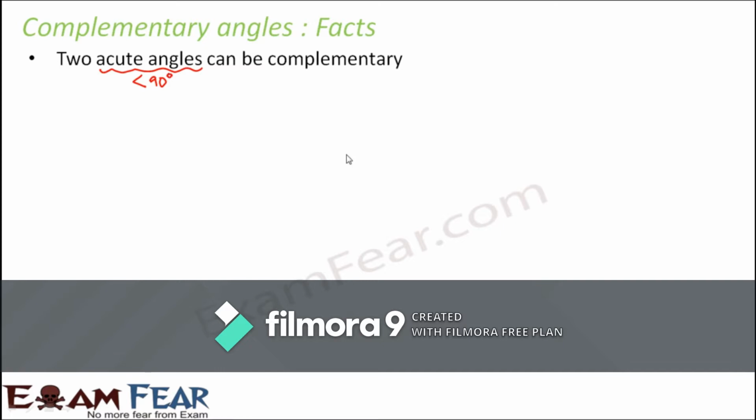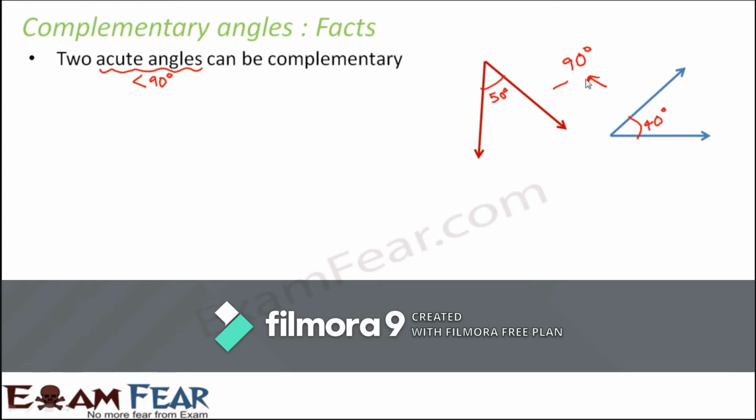So let's say you have two acute angles. Can they be complementary? That means, is it possible that you add up two angles lesser than 90 degrees and the sum would be 90 degrees? Let us look at these examples. Let's say this is one angle which is maybe 50 degrees. This is another angle which is 40 degrees. So when you sum them up, it is 90 degrees. These two together make 90 degrees. Therefore, these two are definitely complementary. So yes, two acute angles can be complementary.